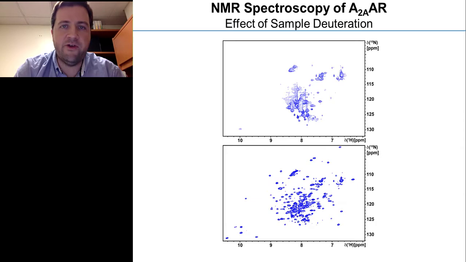In the top spectrum, you can see this is the native A2AAR without deuteration. In the bottom spectrum, the only difference is that this spectrum was recorded for a protein with deuteration. So this was the motivation for using the yeast expression system.